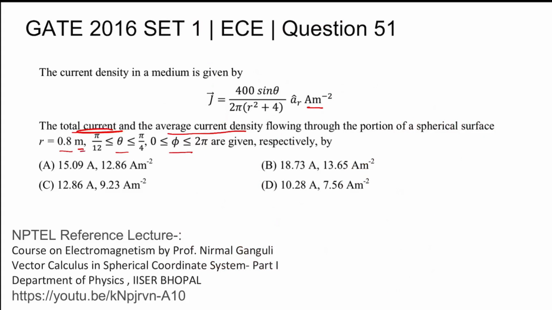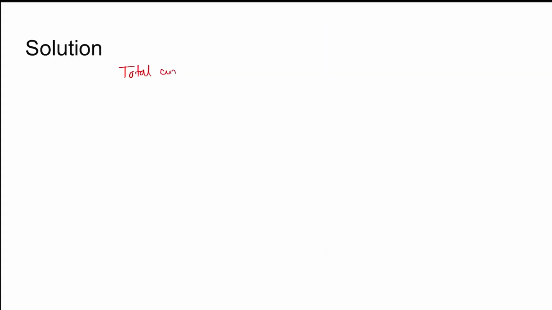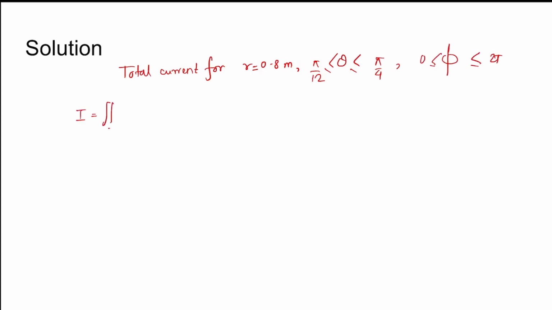Note R is also in meters. The total current for R equal to 0.8 meters, theta ranging from pi by 4 to pi by 12 and phi ranging from 2 pi to 0 is being asked, and I equals the surface integral of J dot dA.